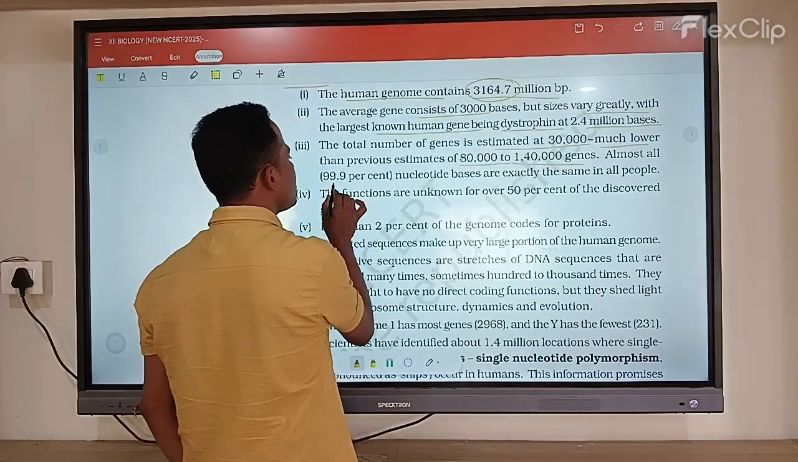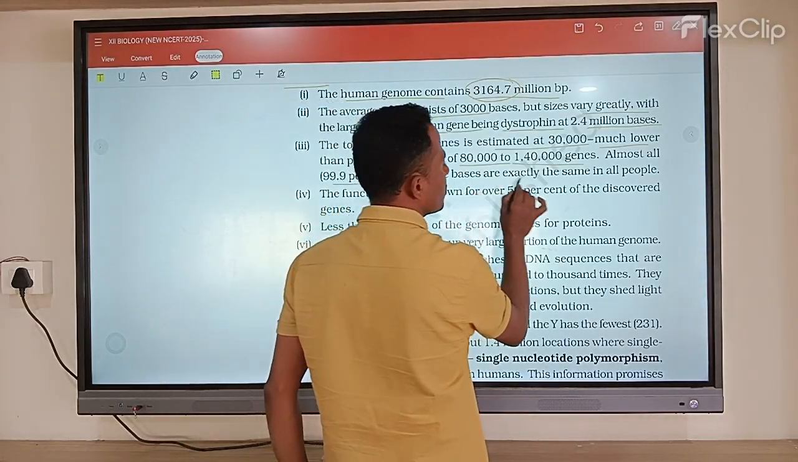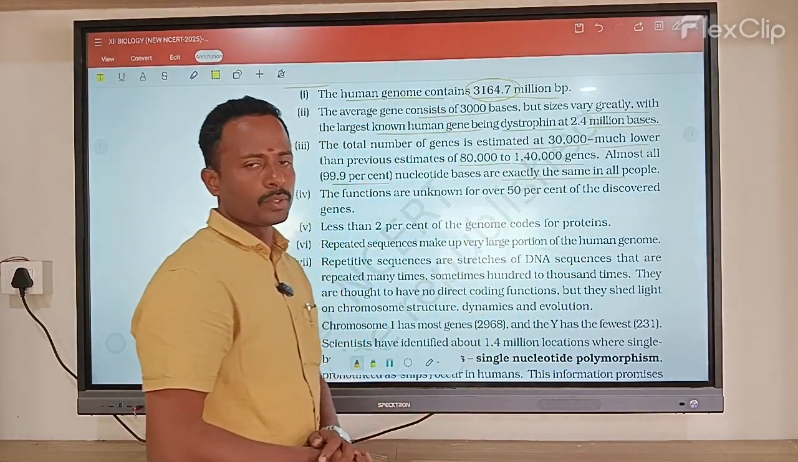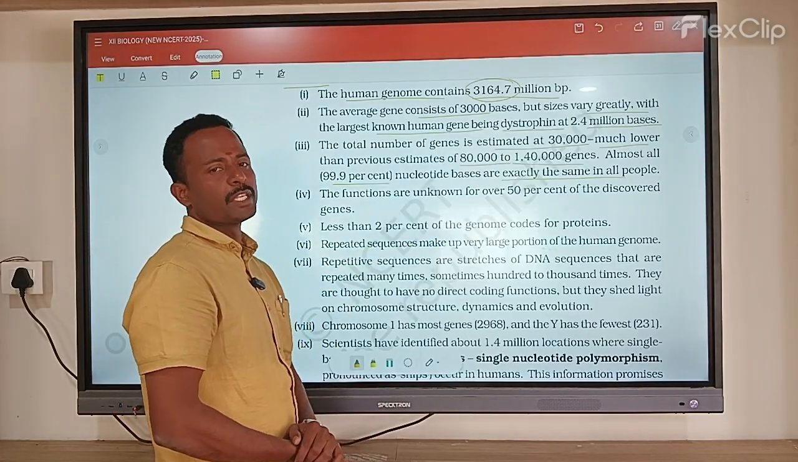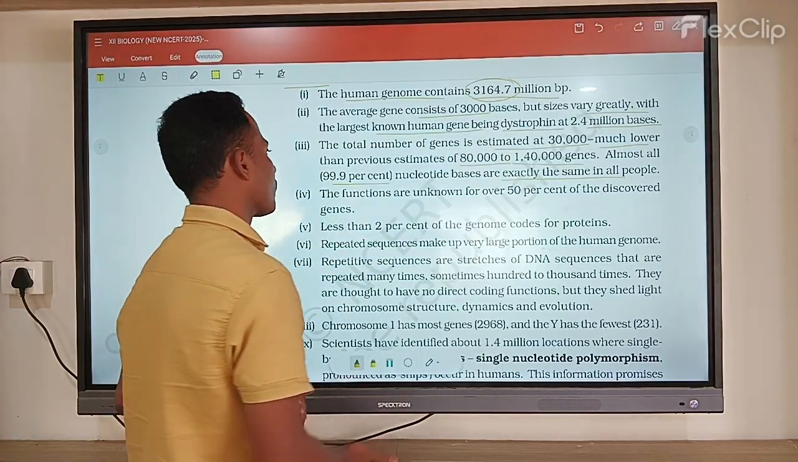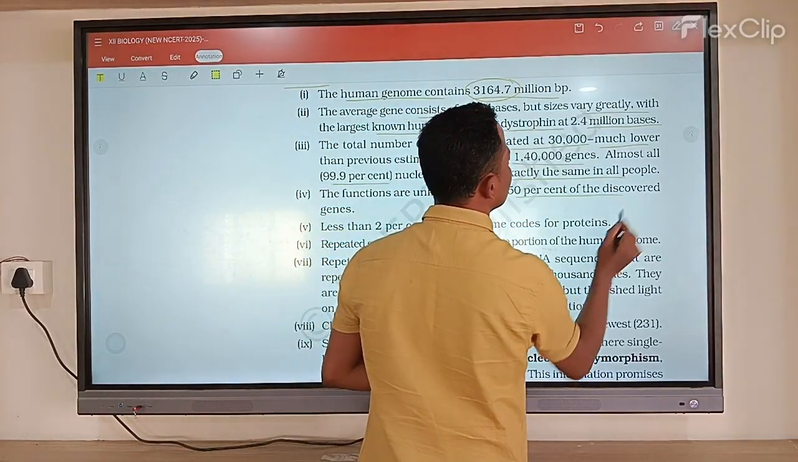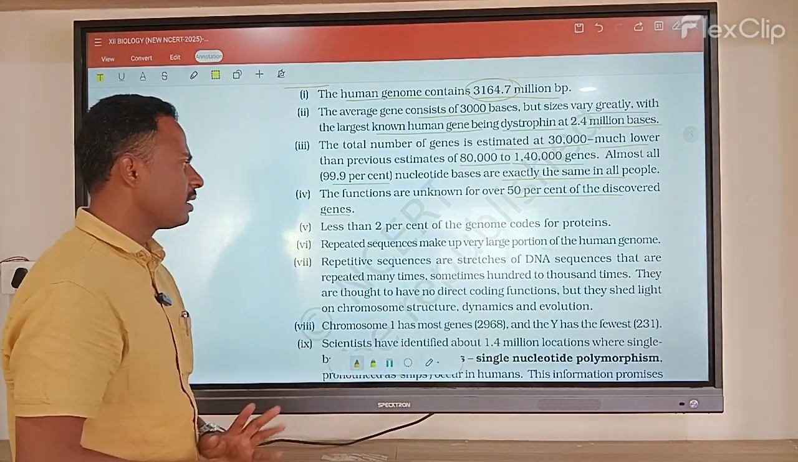Almost 99.9% of the nucleotide bases are exactly the same in all people. So all people contain almost the same million base pairs. Next, the functions are unknown for over 50% of the discovered genes. So around 50% of genes were discovered.